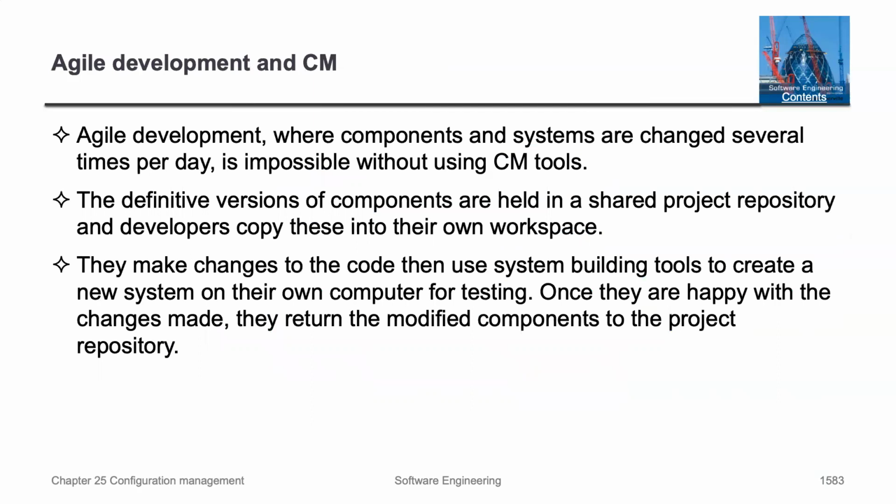For agile development and configuration management, agile development where components and systems are changed several times per day is impossible without using configuration management tools. The definitive versions of components are held in a shared project repository and developers copy these into their own workspace. They make changes to the code. They then use system building tools to create a new system on their own computer for testing. Once they are happy with the changes made, they return the modified components to the project repository.